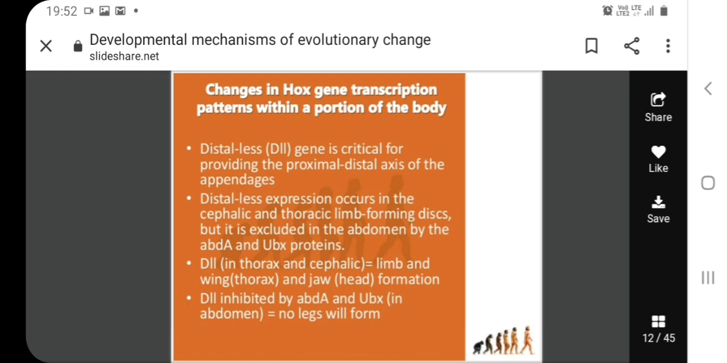The presence of larval proleg and DLL expression in butterfly abdominal segment suggests that DLL is regulated differently in dipterans and lepidopterans.